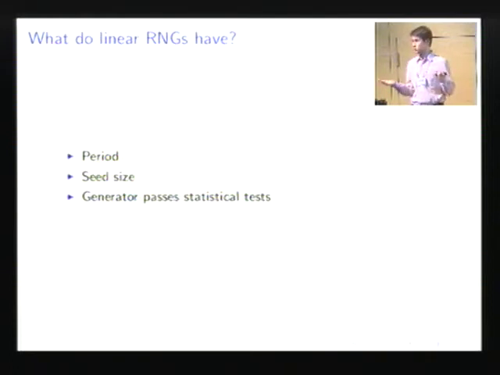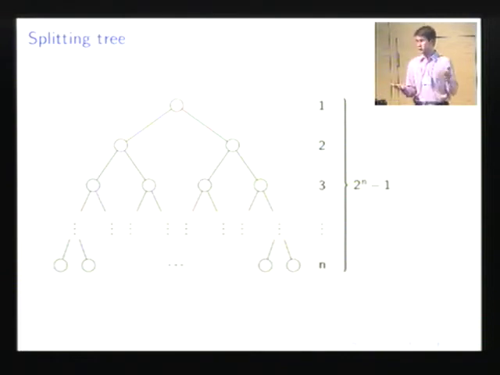First, the most important one is the period, which is the length of the sequence that it generates, the seed size, and also a generator is supposed to pass some statistical tests. But it's not really defined what these statistical tests are. There are quite a few standard test suites with these tests, and they are quite good, but you still don't really know what is in this test suite. And of course, the period is usually 2 to the power of the number of bits in the seed for good generators.